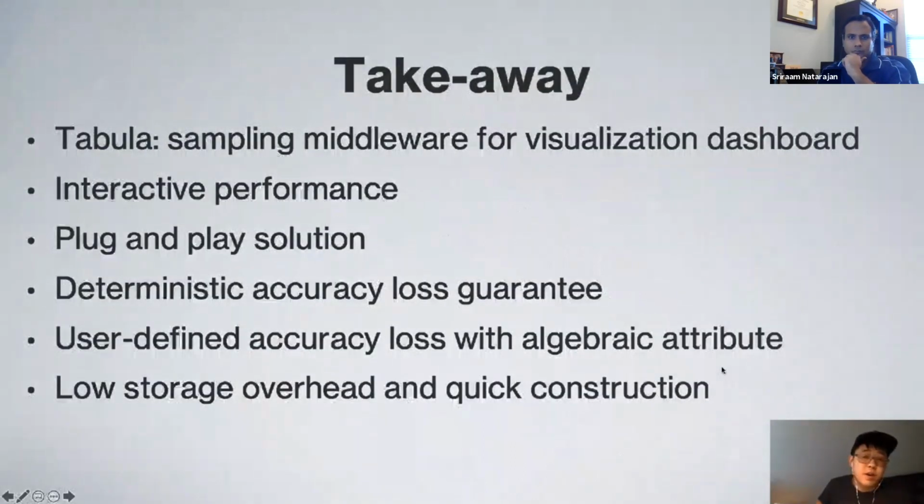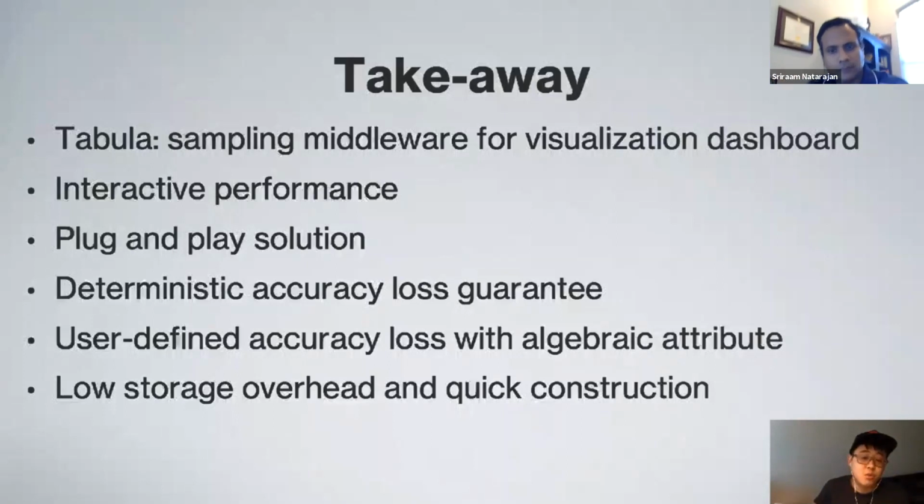Okay, here is the takeaway of today. What did you learn from my talk today? Tabula is a sampling middleware system for interactive visualization dashboards. It has interactive performance and it is a plug-and-play solution. It has a deterministic accuracy loss guarantee for different queries on the dashboard. It allows a user-defined accuracy loss function with the algebraic feature. It has different algorithms to support low storage overhead and quick construction time of the cube.